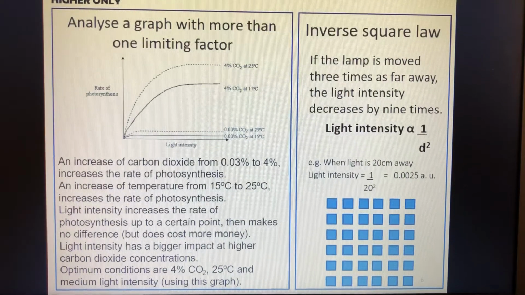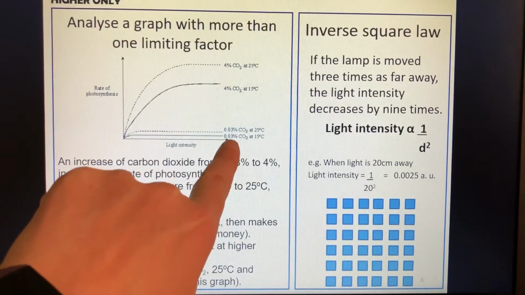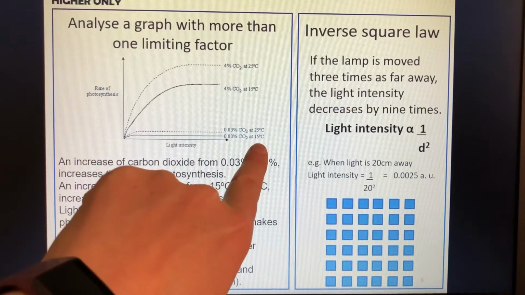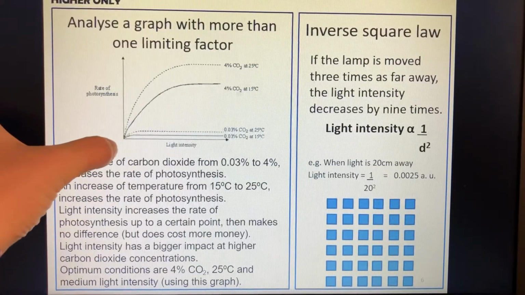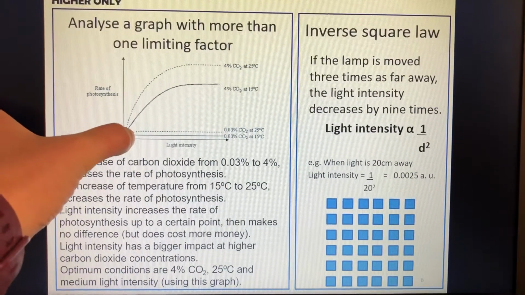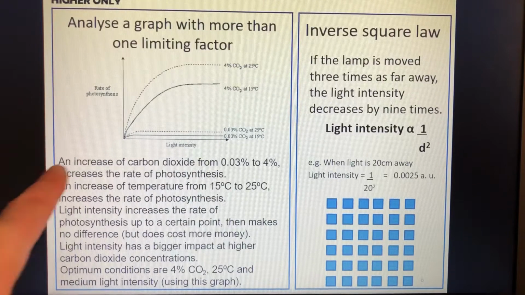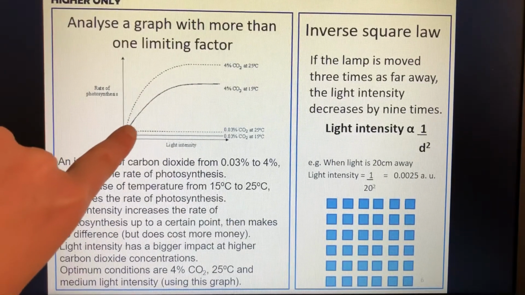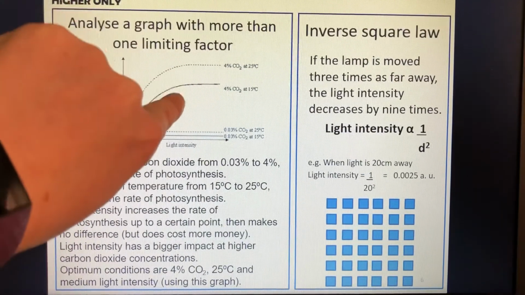If we just look at this line at the bottom here, if we start off with this low concentration of carbon dioxide at a low temperature, we find that light intensity stops being a limiting factor and the optimum is about here. However, if we just thought, okay, I know what my optimum for light intensity is, I'll go ahead and increase carbon dioxide now. You increase carbon dioxide and you can see that when you retest, light becomes an optimum at a much higher light intensity.